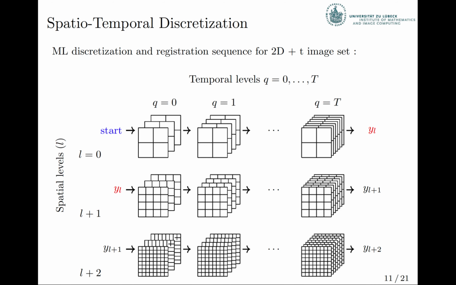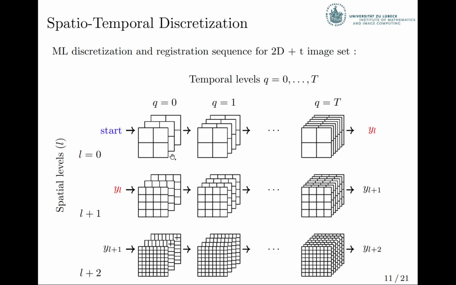So now we know why we need the spatial discretization and the temporal discretization. Now we construct a discretization in this spatio-temporal space. From top to bottom, we construct the spatial levels, where we have the 2 by 2 image, then the next finest level has the 4 by 4 image, and the next finest level has the 8 by 8 image. This is just an example to illustrate the concept.